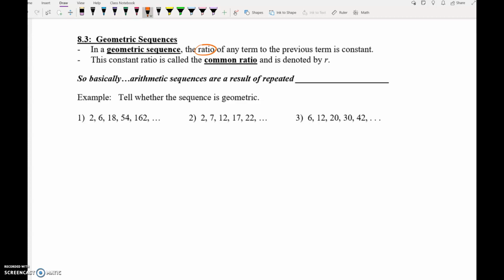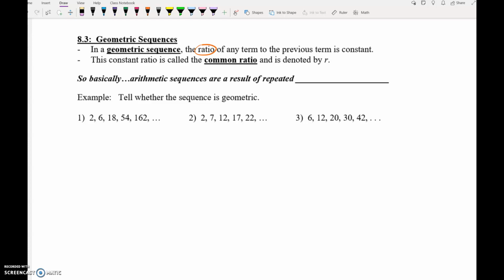Basically, they're saying if you take the second term and divide it by the first term, you get 3. If you take the third term and divide it by the second term, you also get 3. So how do you get from 2 to 6? You multiply by 3. From 6 to 18, you multiply by 3. And because you're multiplying by the same number every time, that makes it a geometric sequence.